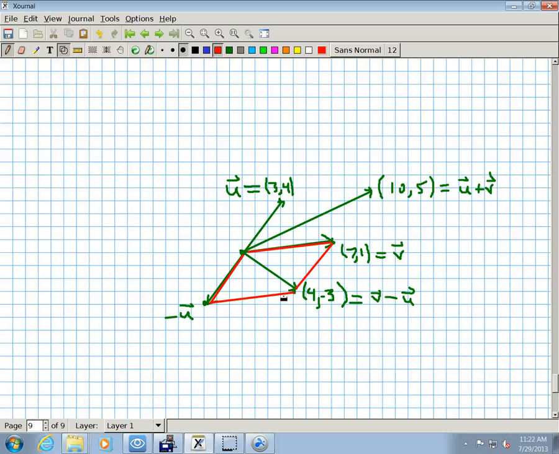All right. So it's very easy to add vectors component-wise. Just add the horizontal parts and add the vertical parts. It's very easy to subtract them component-wise. Subtract the horizontal parts, subtract the vertical parts. Easy, not a big deal. So then, what do you suppose this would be?